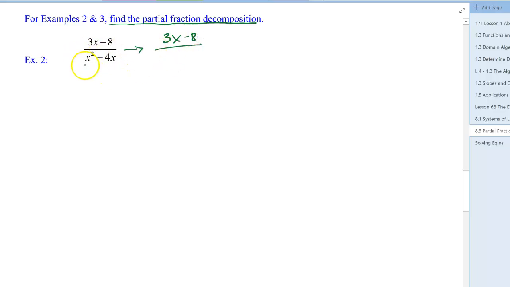remember that you're looking for what these two terms have in common, and that is x. Then you open up a set of parentheses. What times x will give you x squared? That is x. And what times x will give you negative 4x, and that will be minus 4. So now our first step is to set this up into the sum of two fractions, one with a denominator of x and one with a denominator of x minus 4.